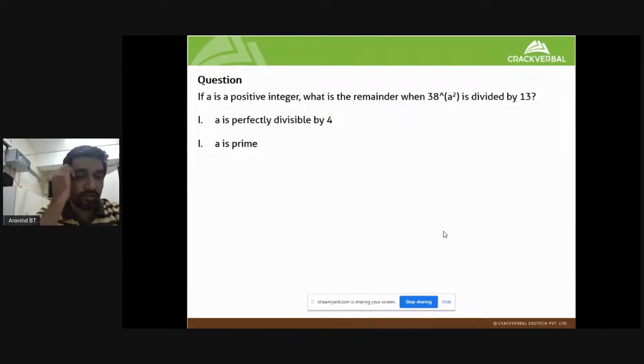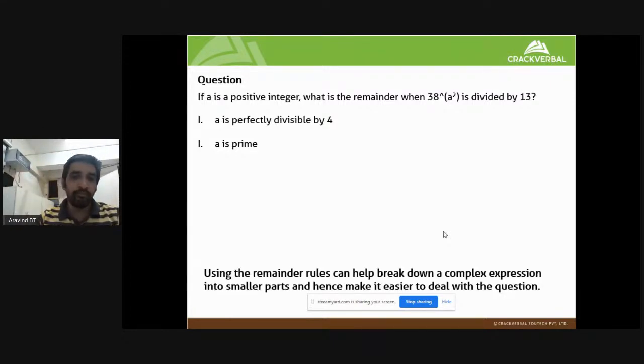So remainder rules are very useful, especially when you have a power. This is my preferred method when there is a power. As you saw, the remainder rules could help you break down a complex, big expression into smaller parts, and therefore help you deal with the smaller parts individually. And that's why I like the remainder rules method.